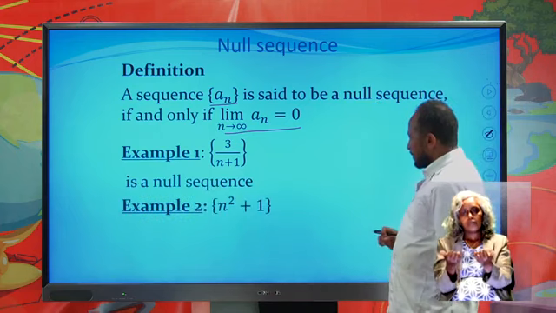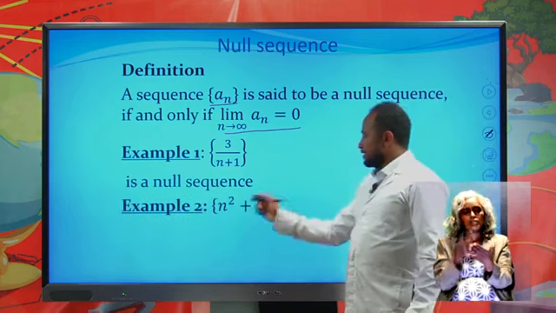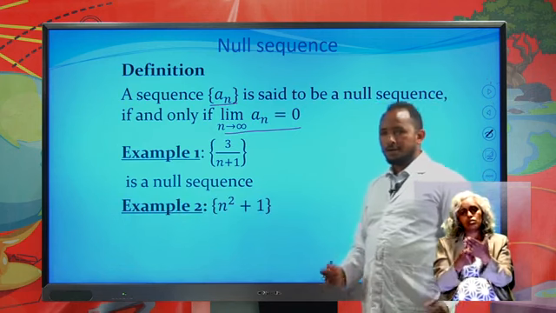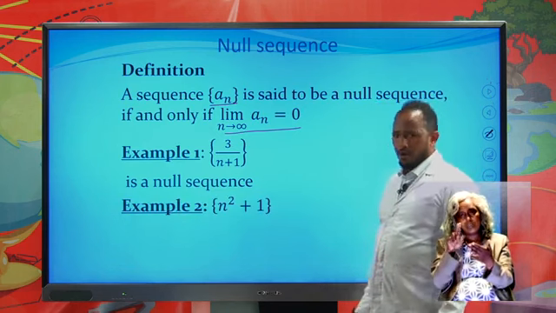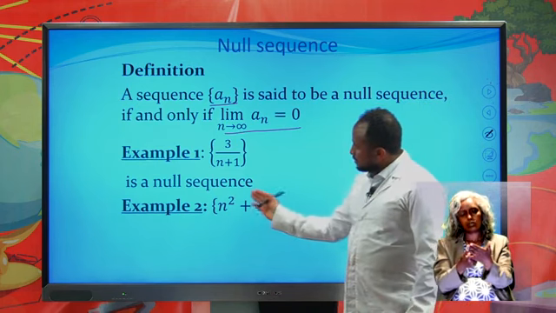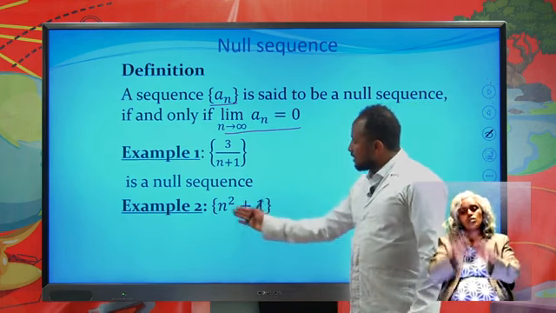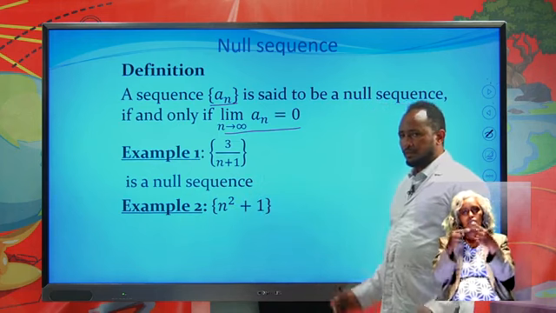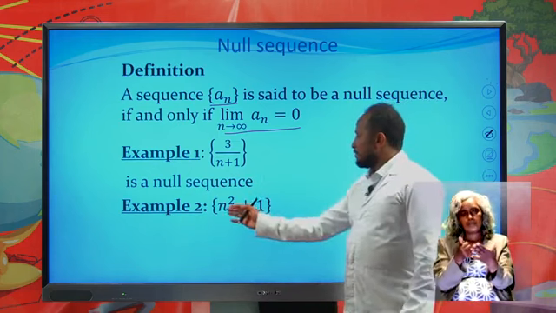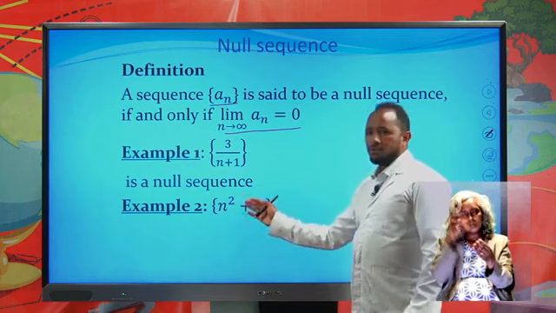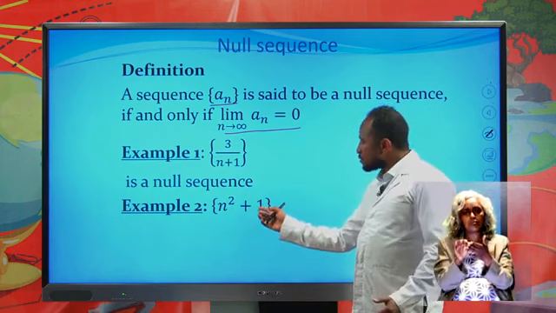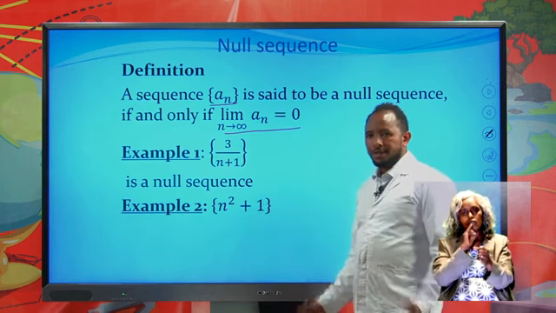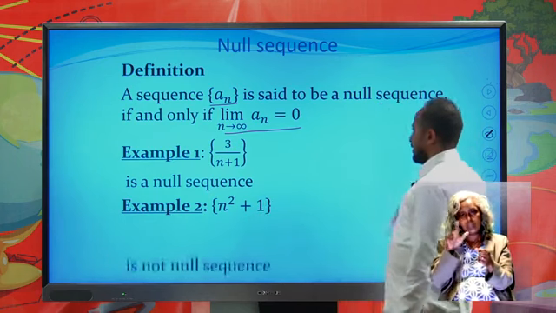Now the second example. This example is given: n squared plus 1. We are asked to check whether it is a null sequence or not. When you evaluate the limit of this sequence when n goes to infinity, infinity squared plus 1, a big number plus 1, it's very big, it doesn't go to 0. Because of this, the sequence is not a null sequence.